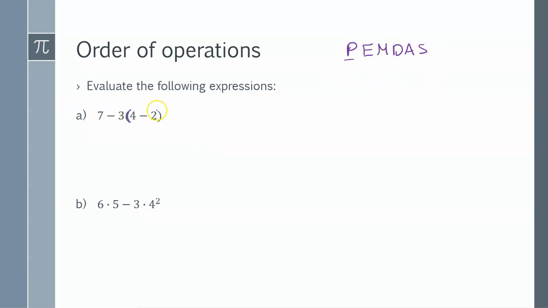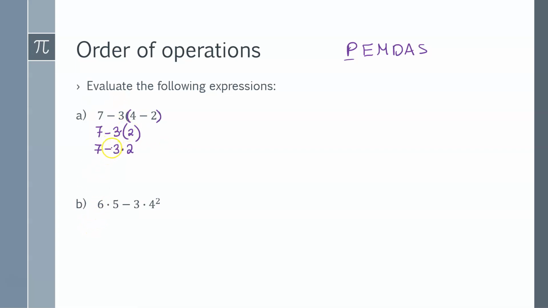So if we look here, we need to simplify what's inside the parentheses. So this becomes 7 minus 3 times 2, since 4 minus 2 is 2. Now, normally when we simplify what's inside those parentheses, we're going to drop the parentheses and change the operation between those two numbers to multiplication. So the default operation, if we don't see an operation present, is multiplication. It's kind of like an invisible operation. So just keep that in mind. When you have a number next to parentheses, they're actually being multiplied.